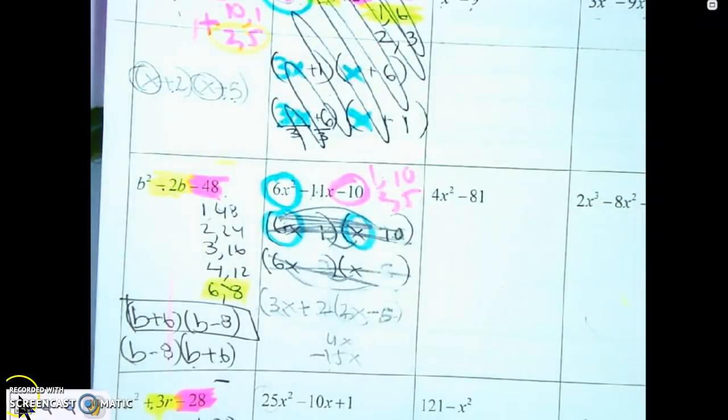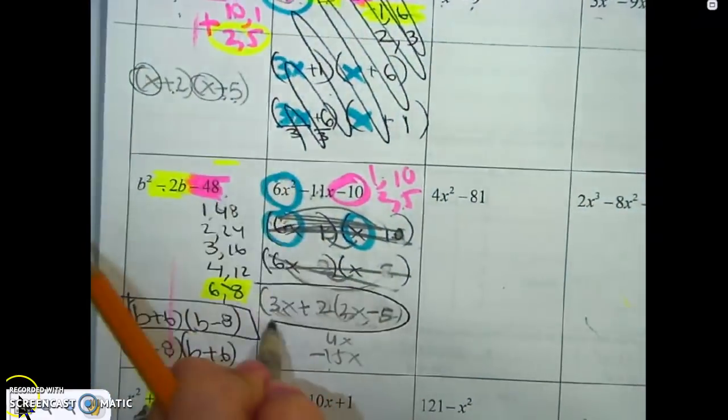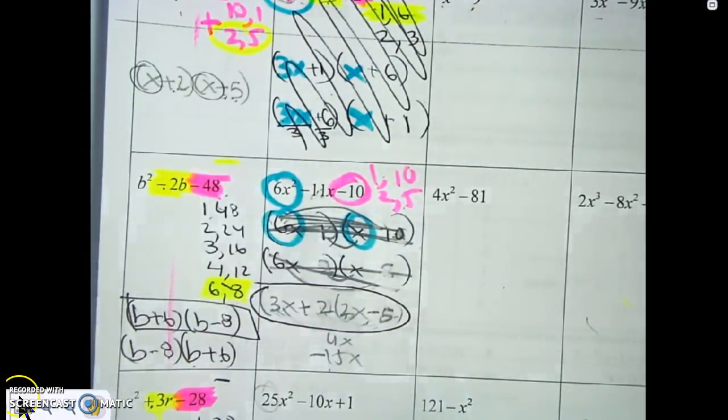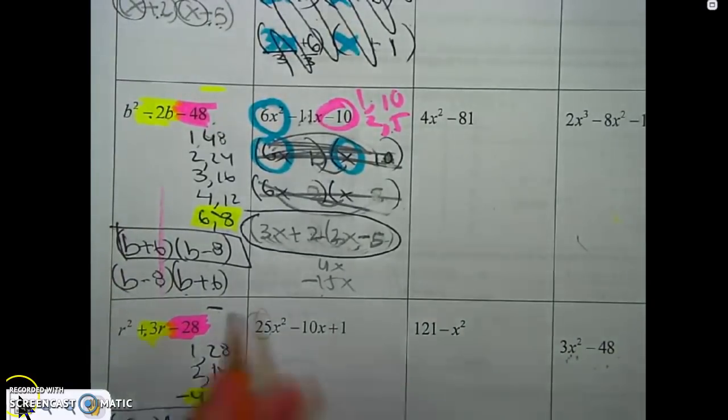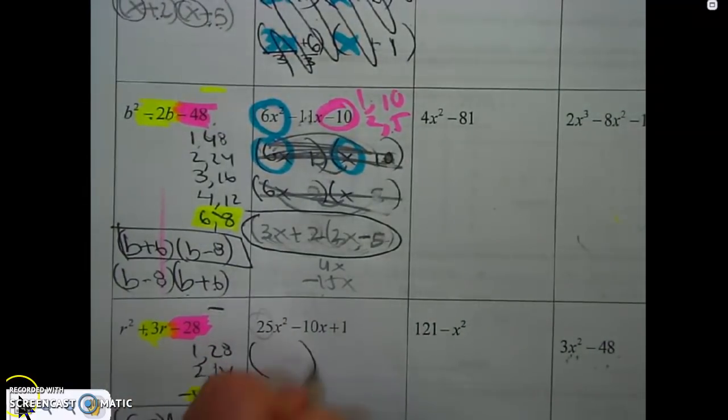And again, if you want to do your magic X and magic T, I think that's great. I'm just offering a different way if that way doesn't seem right to you. Okay, so I did the guess and check way. Okay, so let's do it again.